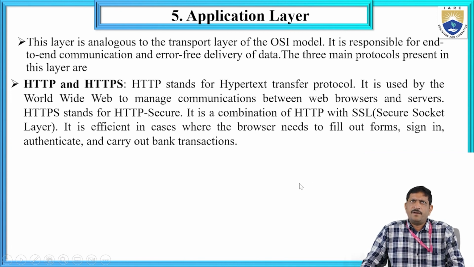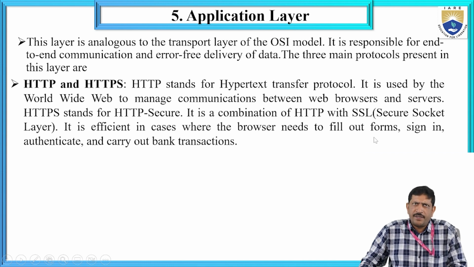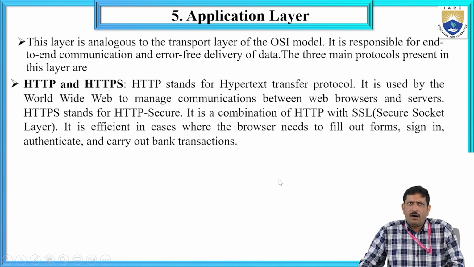Application layer. The application layer is analogous to the transport layer in the OSI reference model. It is responsible for end-to-end communication, that means system to system communication and error-free delivery of the data. The three main protocols present in this layer are HTTP and HTTPS. So this is the first protocol.